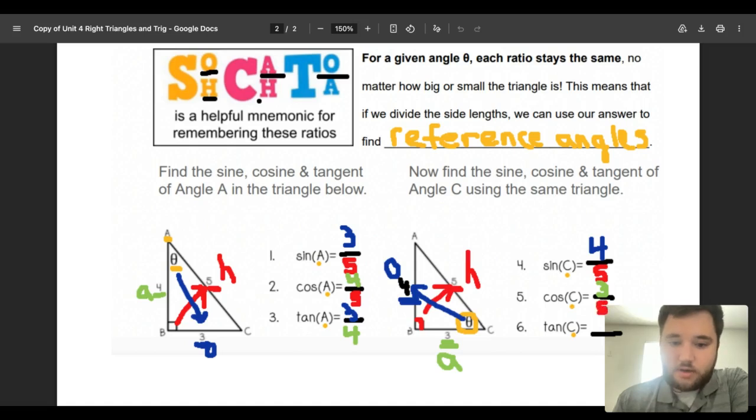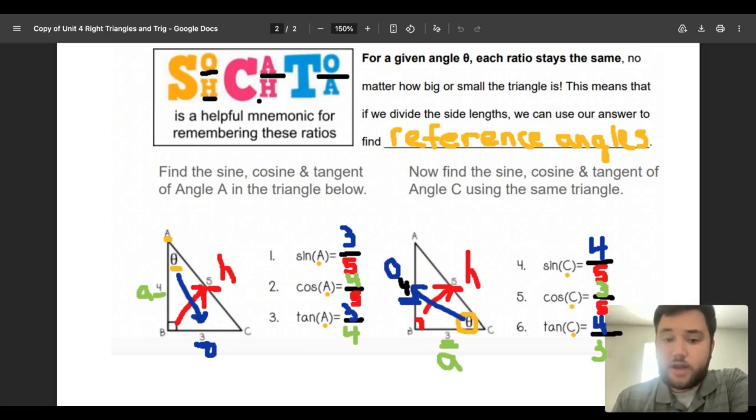And for my last one, you have opposite over adjacent. So we're going to have a 4 over 3. And there's the ratios that I can set up. So SOHCAHTOA helps us set up our ratios using our opposite, adjacent, and hypotenuse sides.